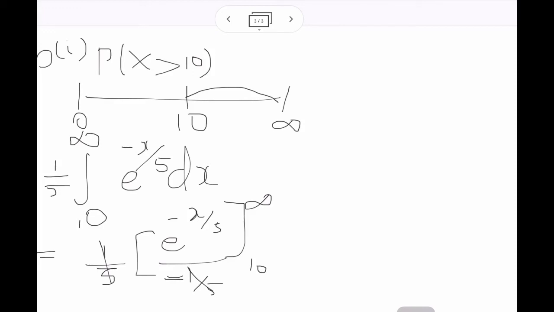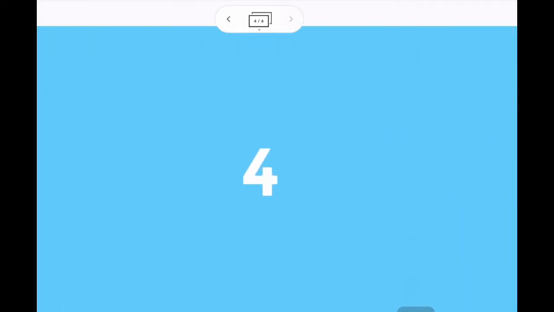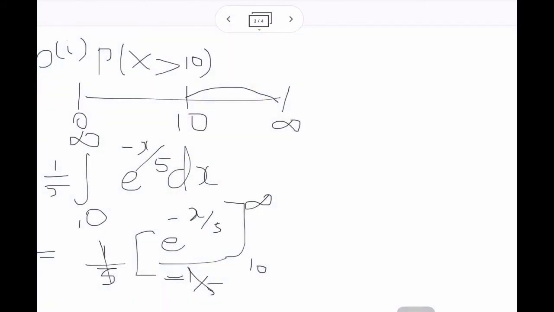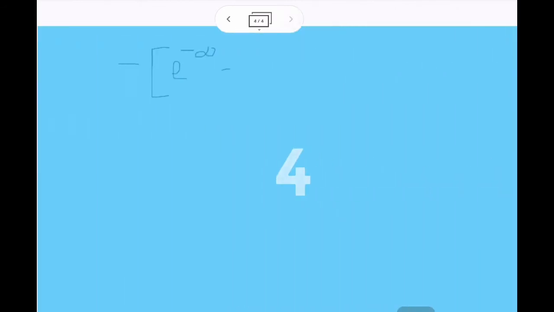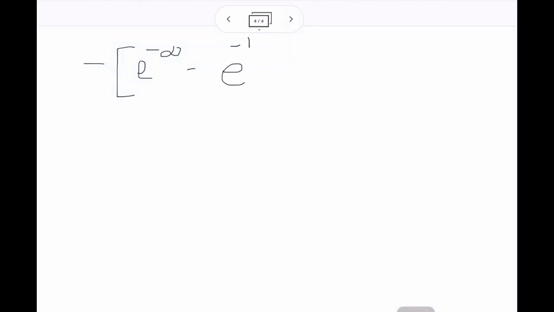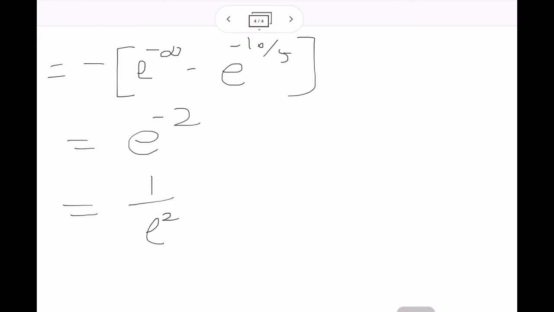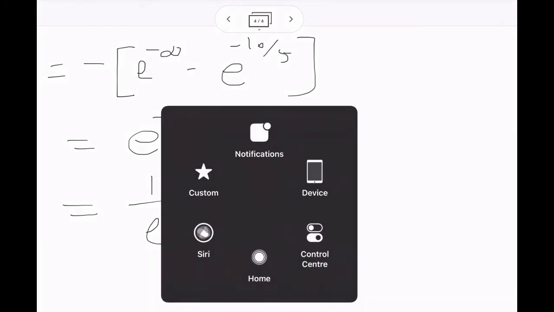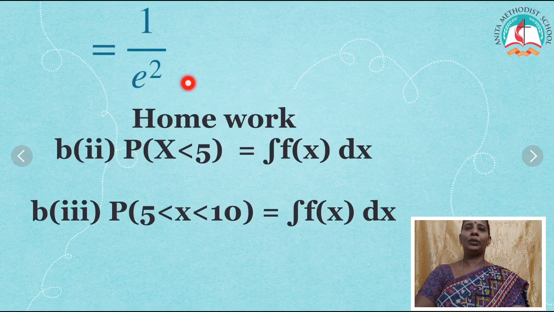So this minus I am going to write outside. So what will happen? e to the power of minus infinity, the upper limit, minus the lower limit. What is the lower limit here? Here the lower limit is 10. So the lower limit gives e to the power of minus 10 by 5. Minus into minus is plus, therefore e to the power of minus 2. To make the power positive, what will you write? 1 by e square. Clear, children? The answer for this problem is 1 by e square.